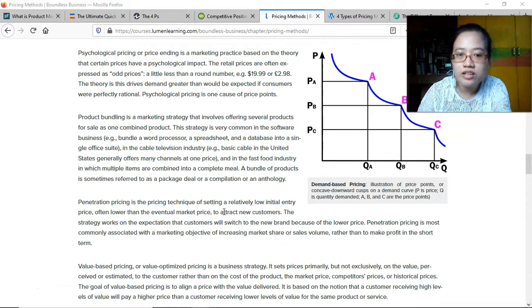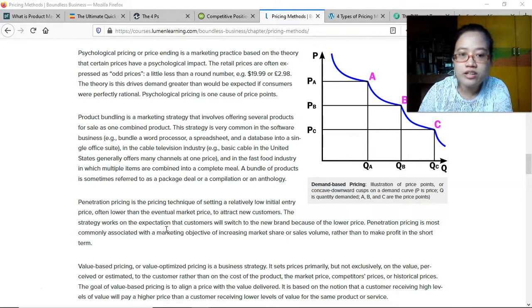Penetration pricing is the pricing technique of setting a relatively low initial entry price, often lower than the eventual market price, to attract new customers. So to attract new customers, they are offering it at low prices, and then once they have penetrated the market, they start increasing the price. Okay, again, this is applicable normally for products that are truly needed by the market, that after the market has been penetrated, they would be willing to pay a higher price for it, because they can tell that it's worth it. It could be priced higher, and in a way they're wondering why it's priced low. So there are things like that.